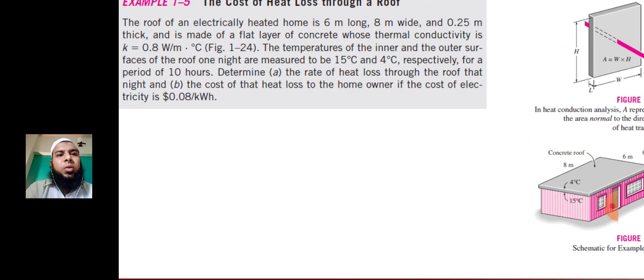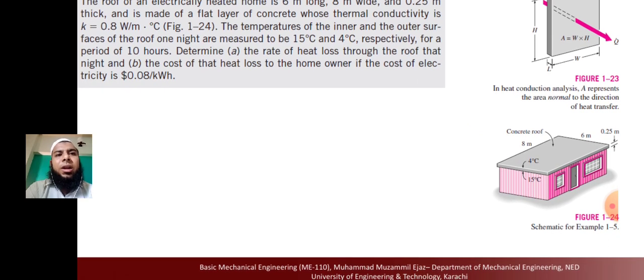Now we have to determine the rate of heat loss through the roof in the night, that is, how much heat is being lost from this roof only, for a period of 10 hours. We also have to calculate the energy, like in 10 hours how much energy will be lost that is generated through the electric heater. Secondly, we need to calculate the cost of heat loss to the homeowner if the cost of electricity is 0.08 dollars per kilowatt hour.